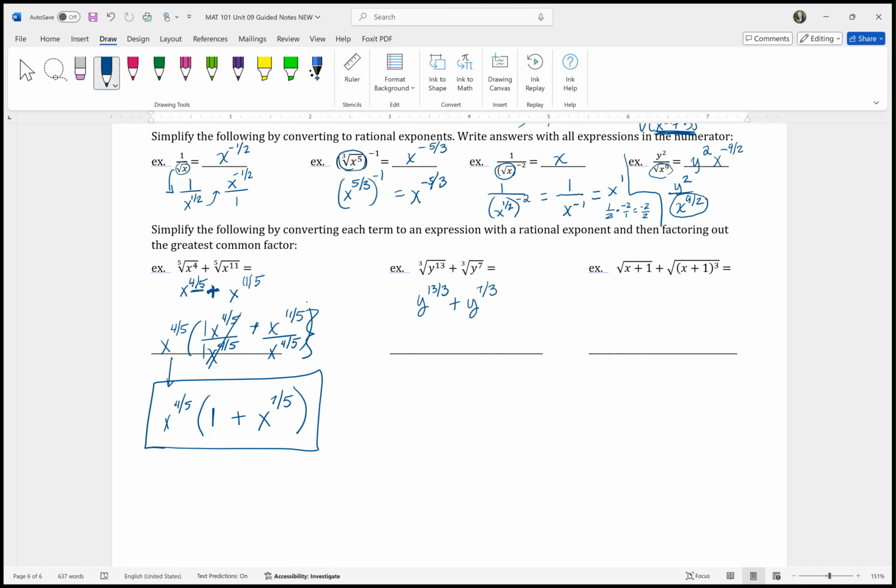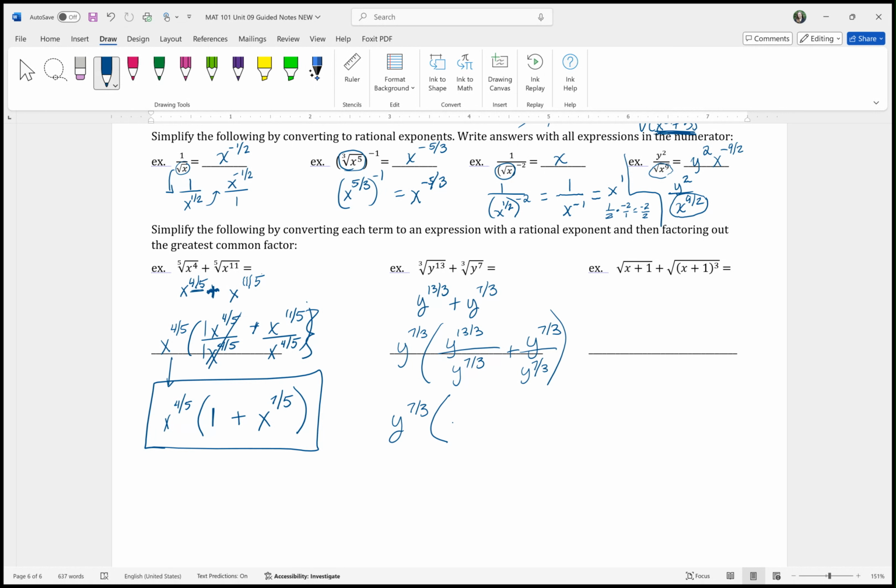Okay, which one's smaller here? That exponent of 7/3 is smaller than 13/3. Okay, obviously. So our GCF here is going to be y to the 7/3. And we're dividing. So y to the 13/3 divided by y to the 7/3 plus y to the 7/3 divided by y to the 7/3. Simplify. Y to the 7/3 times, do the subtraction.